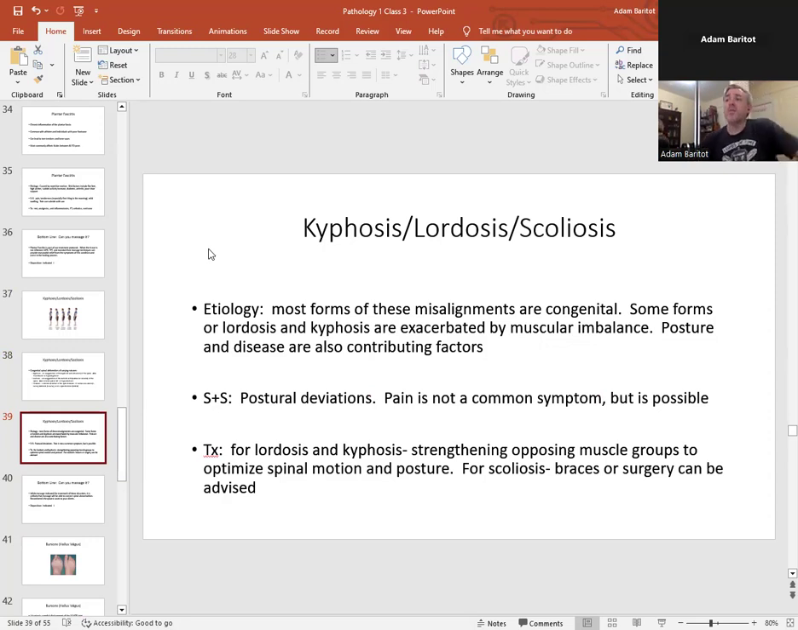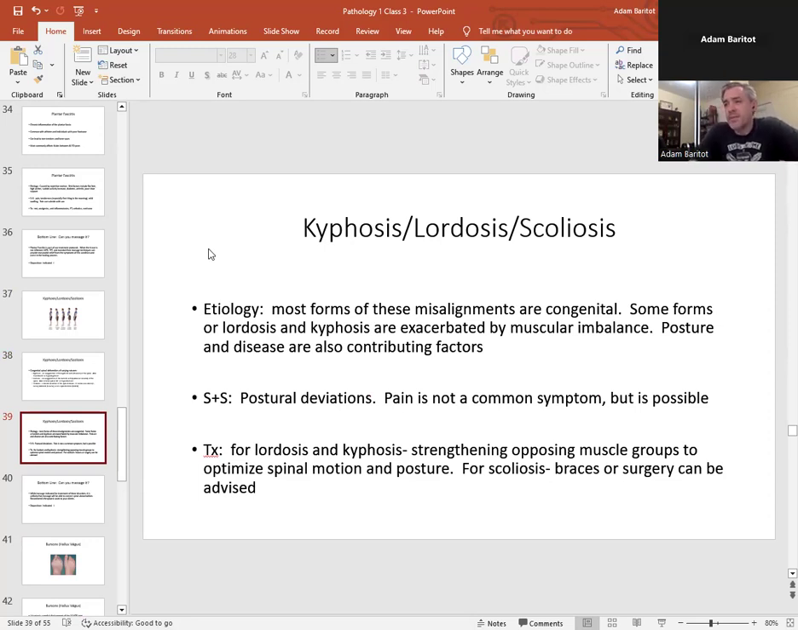Etiology. Most forms of these misalignments are congenital. You're born with a particular spine, you inherited that spine from your folks, and you develop these conditions. Some forms of lordosis or kyphosis are exacerbated by muscular imbalance due to physical activities. Posture and disease are also contributing factors, depending on how you slouch and how often you slouch, and things like that.